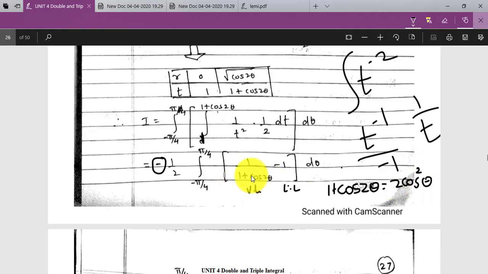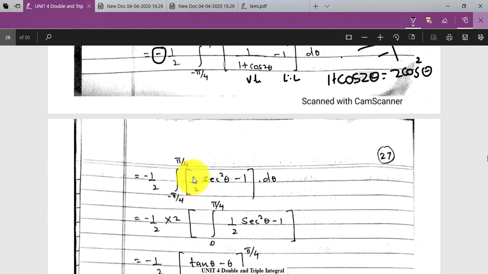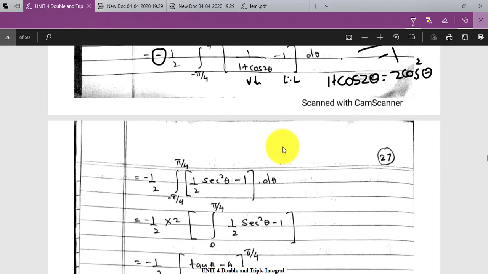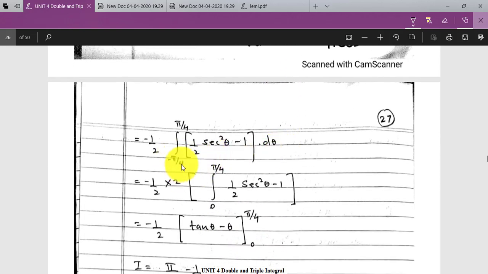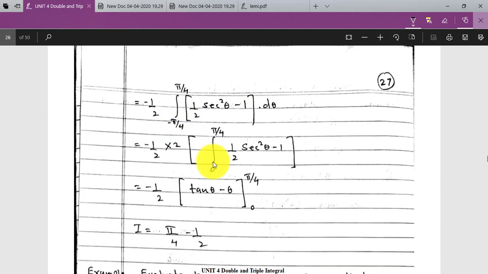So if I write in the numerator 2 cos square theta, this will be 1 divided by 2. So 1 by cos turns out to be sec square theta minus 1, right? And integration over minus pi by 4 to pi by 4. Now see here, this is minus 1 by 2 into 2 times, that is 0 to pi by 4.